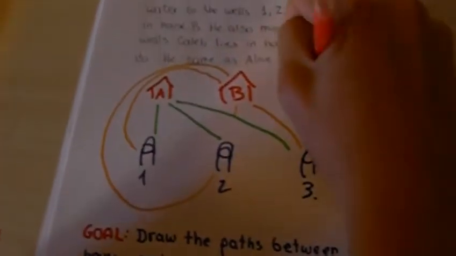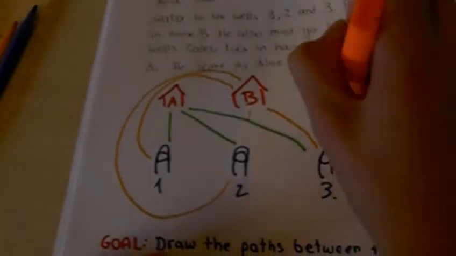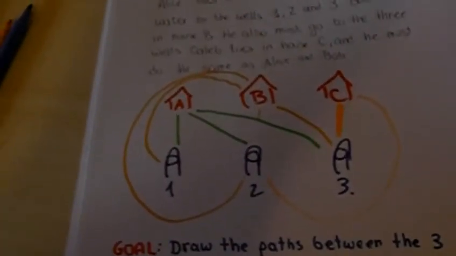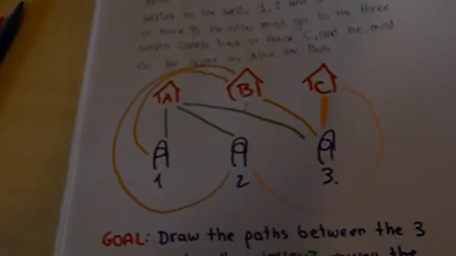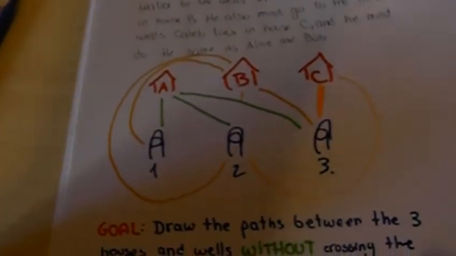Let's draw Caleb's house. He can go here to well number 3. He can go around here for well number 2. But how can he go to well number 1? Okay, so I just give you a challenge that you can think about in this problem. You can think maybe, I don't know, using a Möbius band.